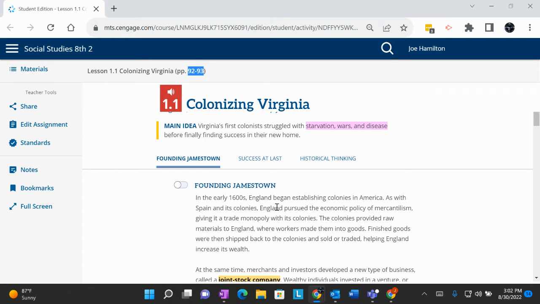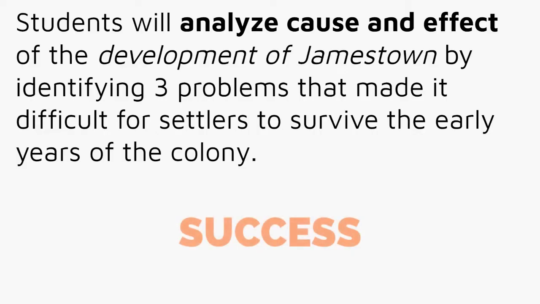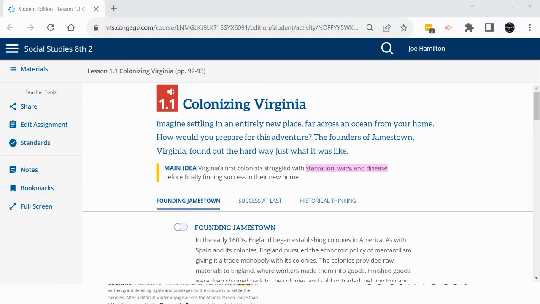And we looked at the three problems. I think that was the success criteria. Let me bring that up. So for chapter 3, 1.1, we were looking at students who will be able to analyze the cause and effect of the development of Jamestown by identifying three problems that made it difficult for settlers to survive. And so that's what we did.